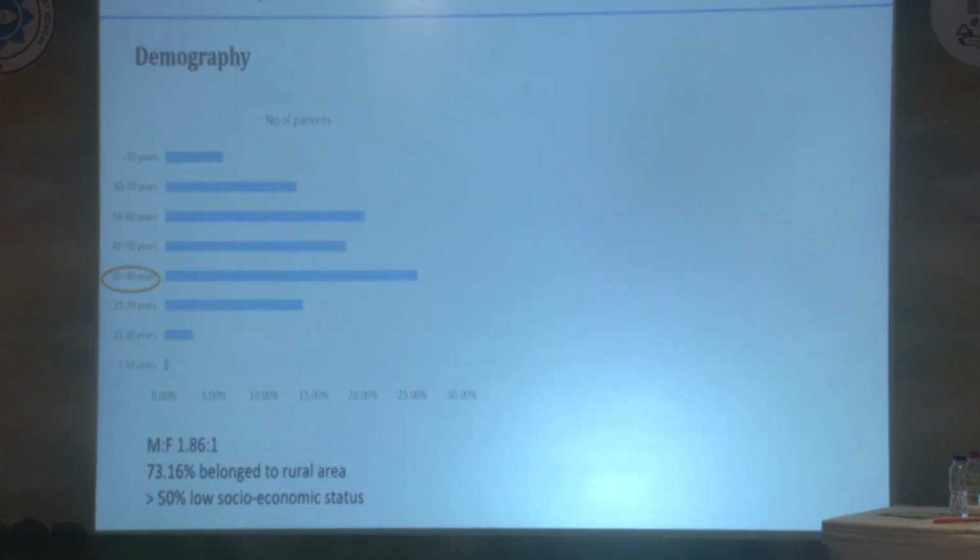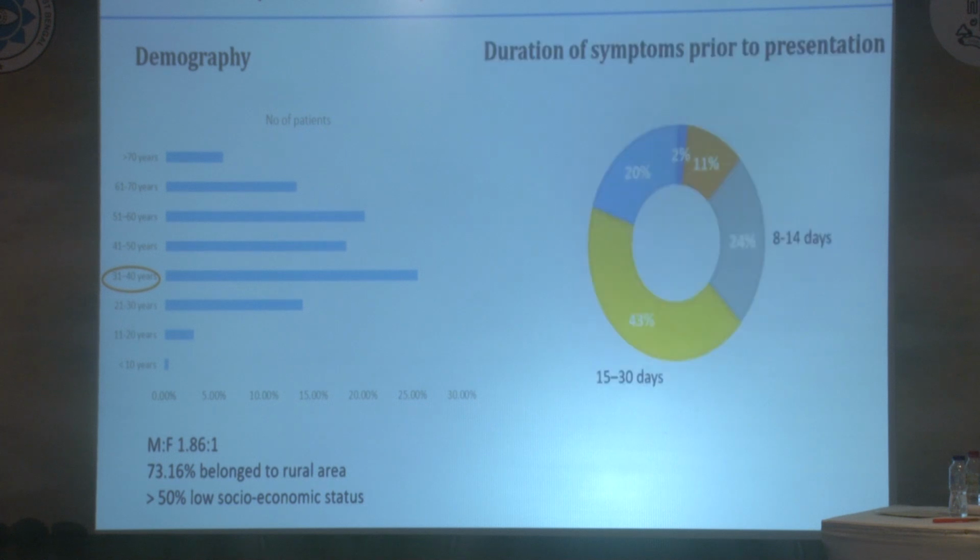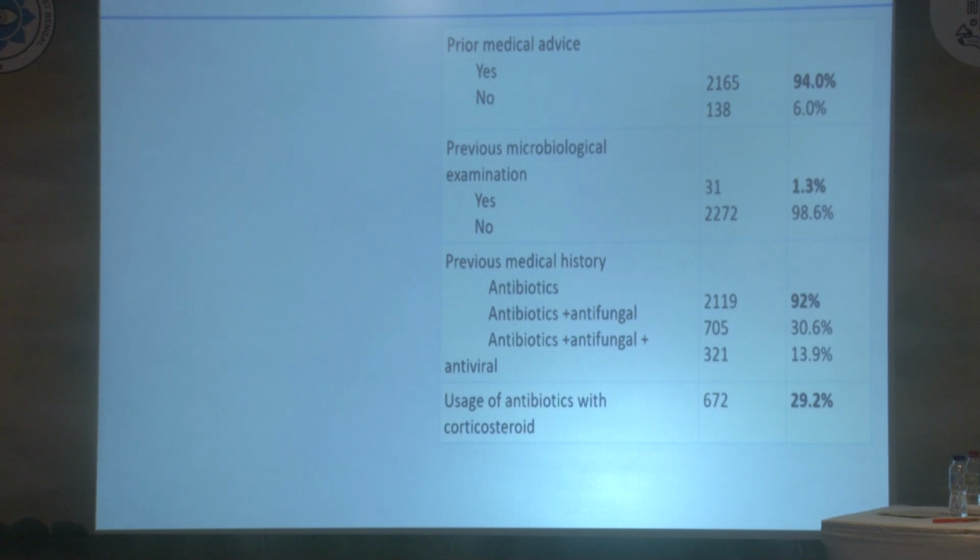And we analyzed 2,303 cases in which the mean age was 48, the majority lying between 31 to 40, with male preponderance. 73% of patients belong to rural areas, and so agricultural activity. Regarding the duration of symptoms prior to presentation, 63% of patients presented after 2 weeks, and 20% after 4 weeks, and very few patients within the week.